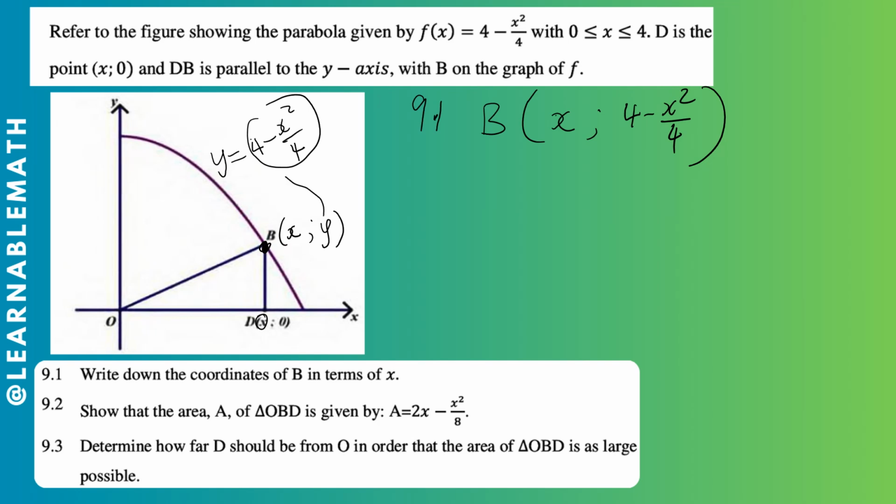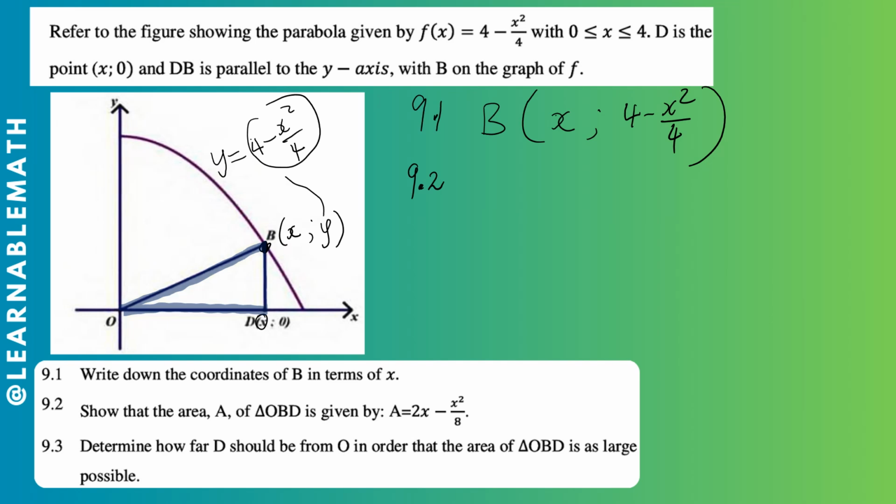Let's go to 9.2. They want us to show that the area A of triangle OBD, let's just represent this OBD, this is the triangle they are speaking about, is given by A equals 2x minus x squared over 8.